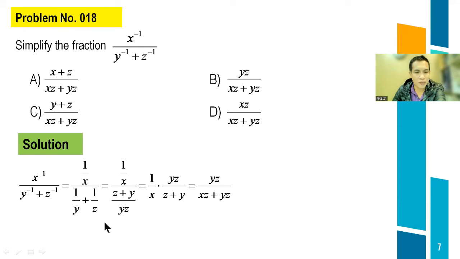So what's the reciprocal? Okay, the reciprocal is yz over z plus y, or 1 over the denominator. That's yz over z plus y. You multiply 1 to yz, that's yz. You multiply x to z plus y, that's x times z, xz plus x times y, yz. So the correct answer is letter B.